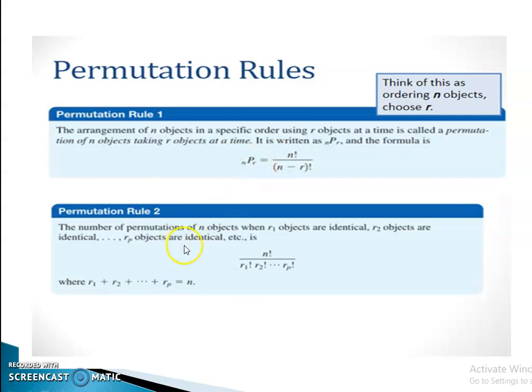And in the second permutation rule, if there are n objects, r1 objects are identical, r2 objects are identical, and so on up till rp objects are identical, then the formula for permutations is n factorial over r1 factorial into r2 factorial, so on rp factorial, where r1 plus r2 plus so on plus rp is equal to n.